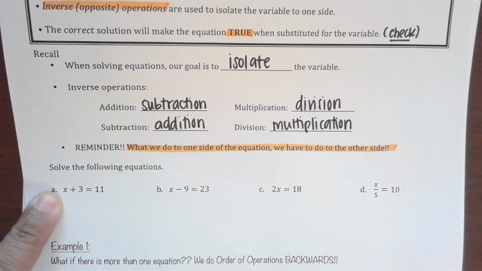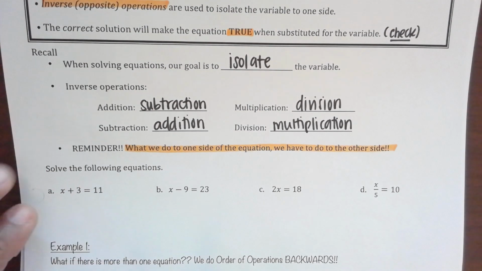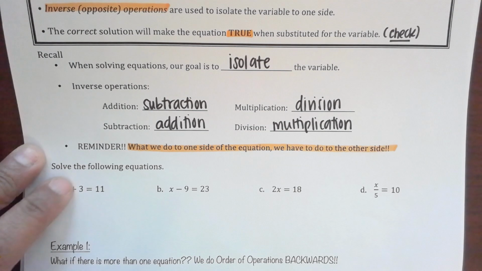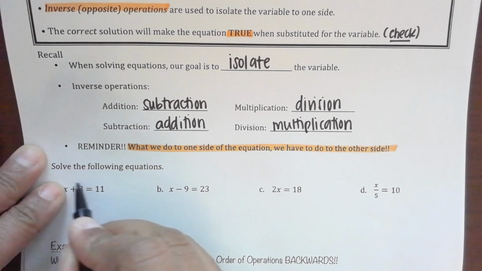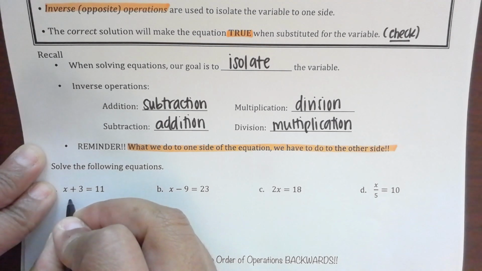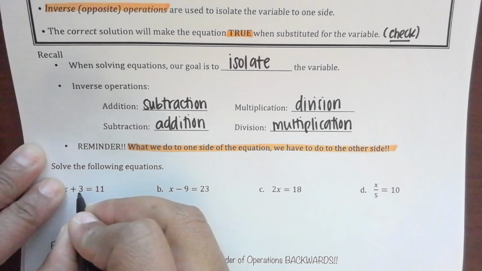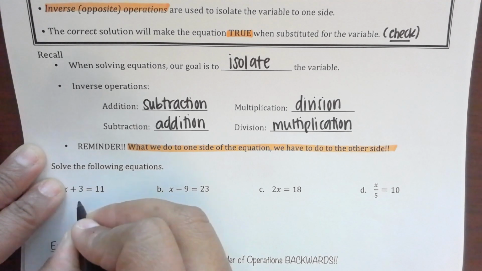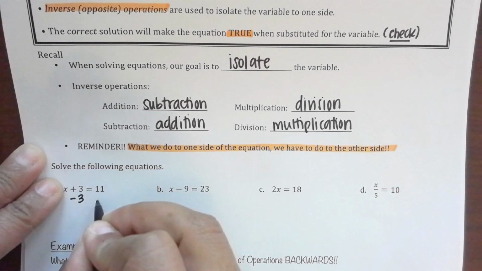I have x plus 3 equals 11. What operation is happening to x? Addition. So what am I adding? 3. How do I get rid of this addition of 3? What's the inverse operation of addition? Subtracting 3.